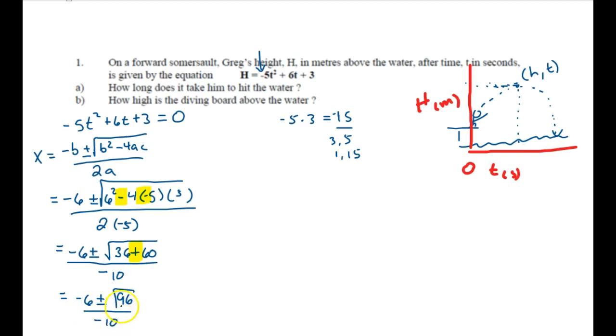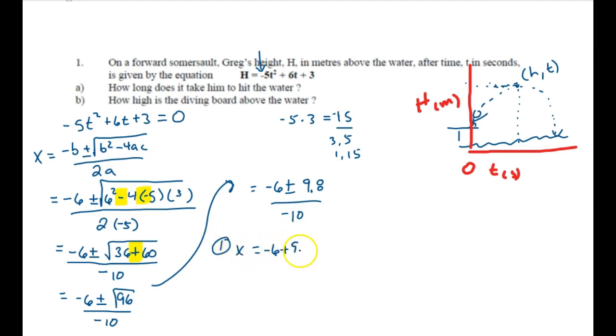all over -10. Okay, now here it's alright to work out a decimal answer because we're talking about counting time. Exact answers aren't going to make much sense to people. So decimals are okay, they're expected. So square root of 96. So -6 plus or minus, and I'll do it to one decimal place, 9.8, all over -10.